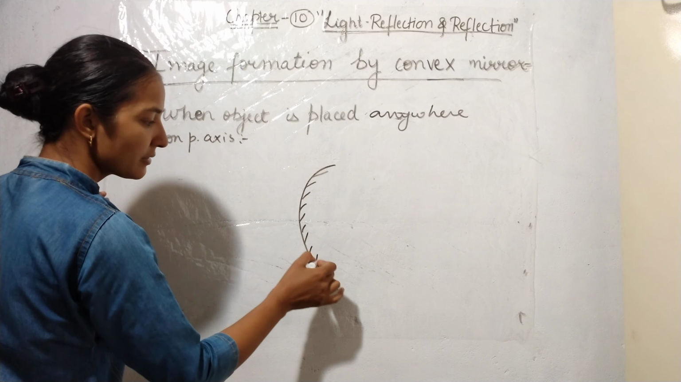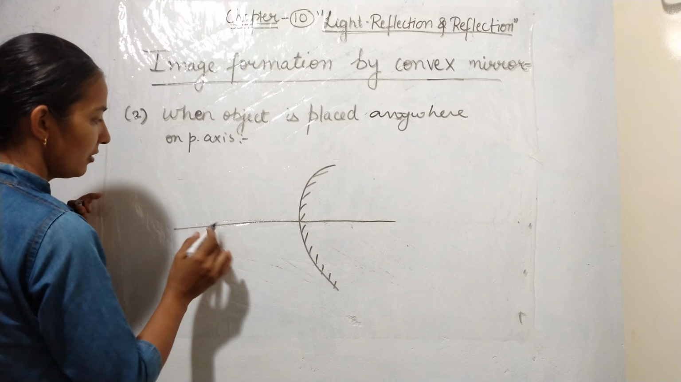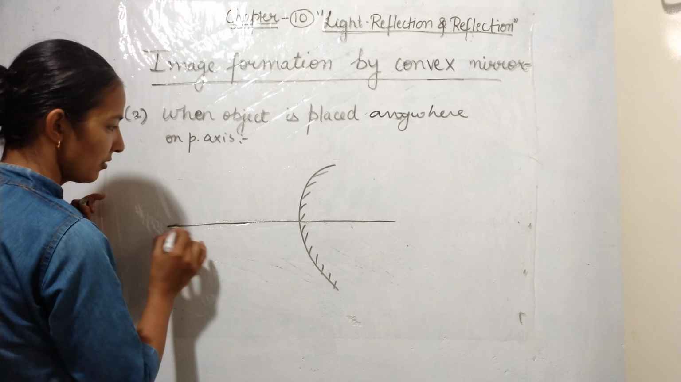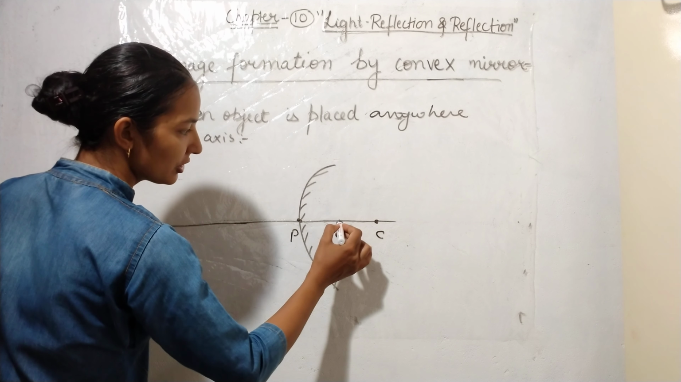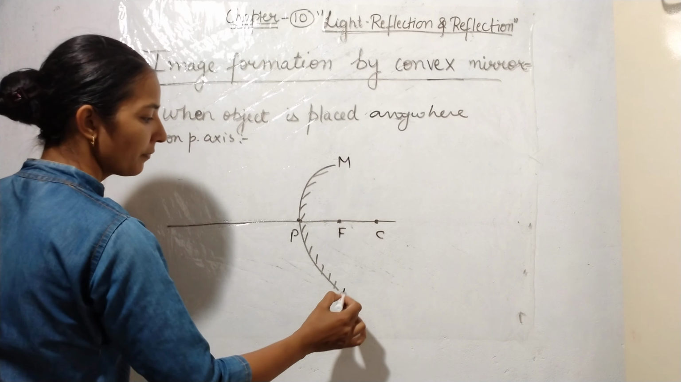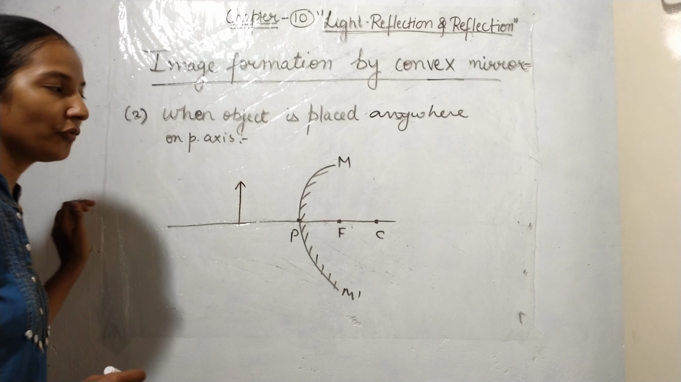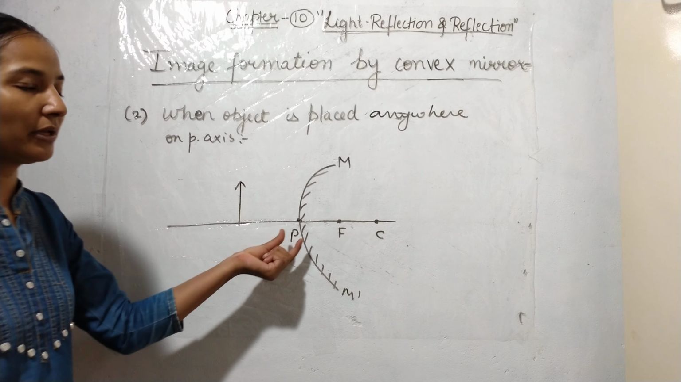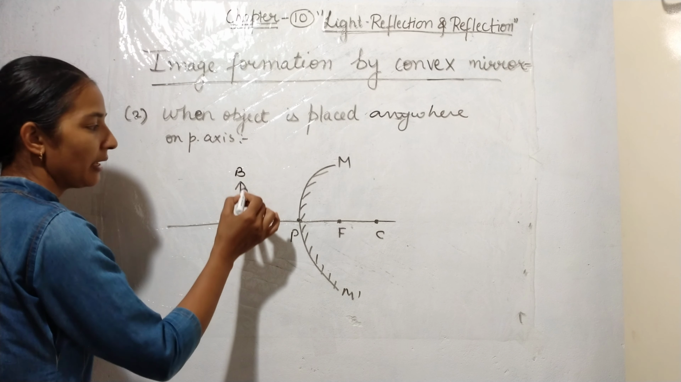This is the convex mirror. This is the pole, the center of curvature, and this one is the focus, M dash. We are just putting the object over here. You can put it near the mirror or far away from the mirror. So it is the object AB.